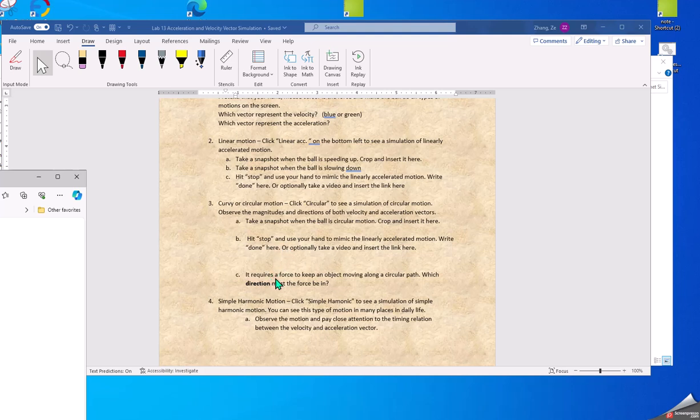All right, a force is required to keep an object moving along a circular path. Which direction must the force be in? You can use your general experience, or you can feel it here. It requires a force. Your cursor and your mouse is the force. To make it go along a circle, which direction must the force be in? So you answer this question. These two require you to take a snapshot, and this third one, C, requires you to answer the question after you play with it by hand.